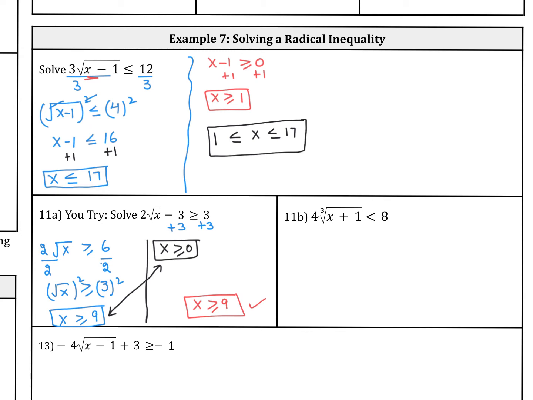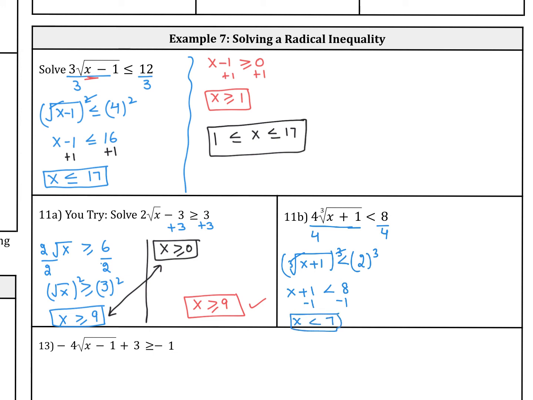Next number: when you isolate the radical symbol, you have to divide by 4 on both sides. You get cube root of x plus 1 less than 2. Take a cube on both sides; the cube and cube root cancel. x plus 1 is less than 8. Subtract 1 on both sides. x is less than 7.